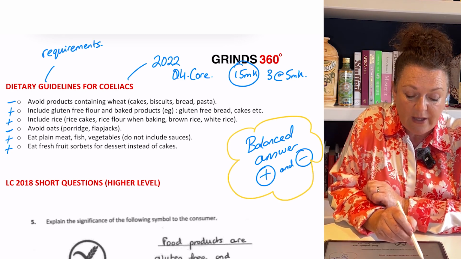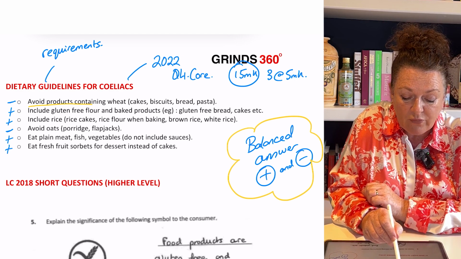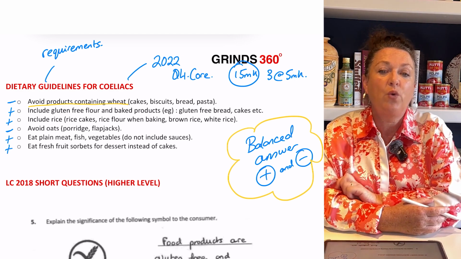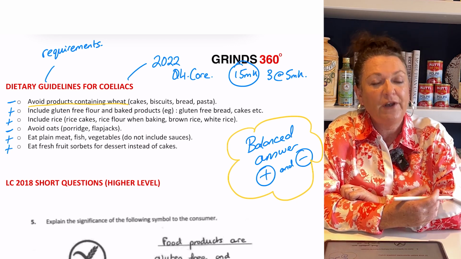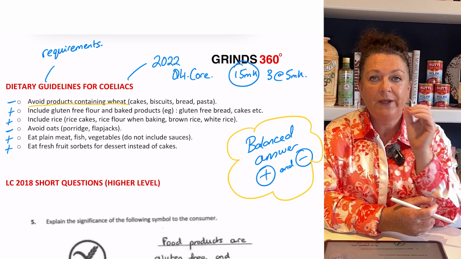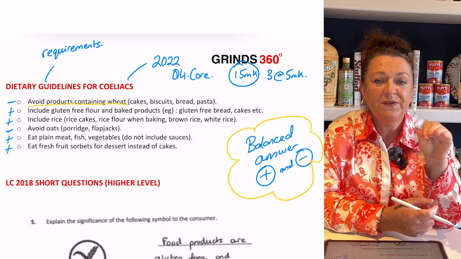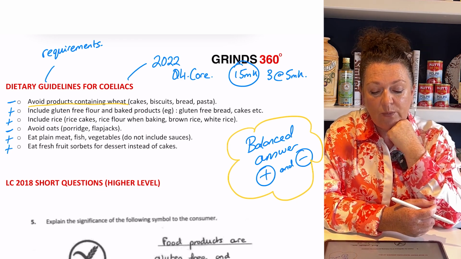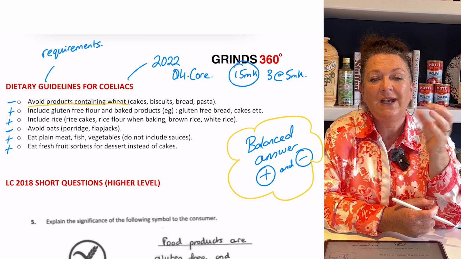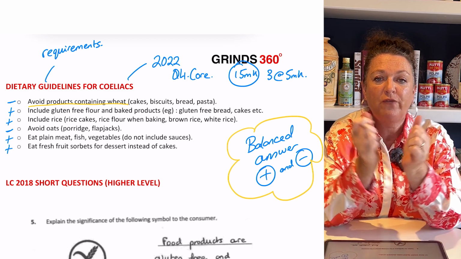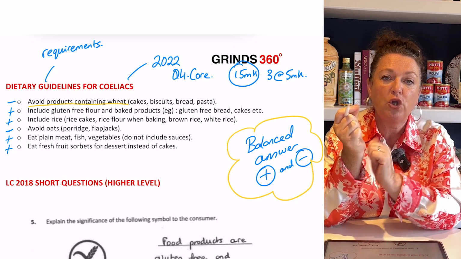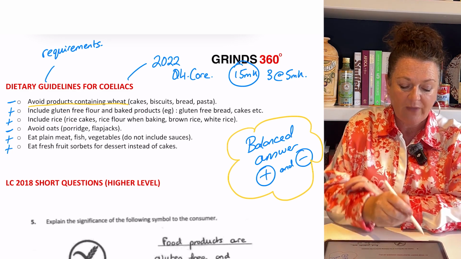So what should a celiac avoid? Avoid products that contain wheat. So cakes, biscuits, bread, pasta. Remember we said when we were looking at other products in our cereal chapter, we said pasta is made from the semolina. That's the roughly crushed endosperm of a particular variety of wheat called Durham wheat.